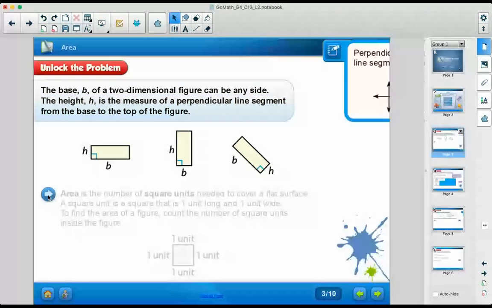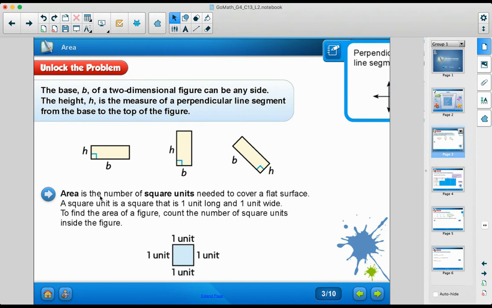The area, which they want us to find, is the number of square units needed to cover a flat surface. A square unit is a square that is 1 unit long and 1 unit wide. To find the area of a figure, count the number of square units inside the figure.